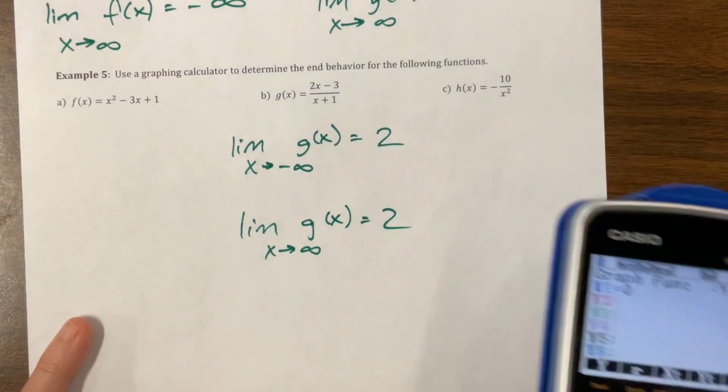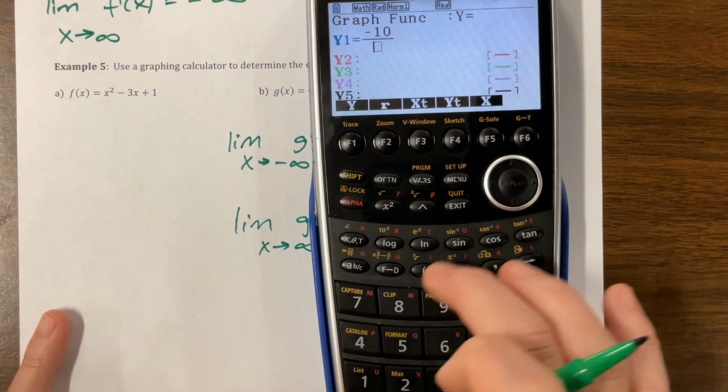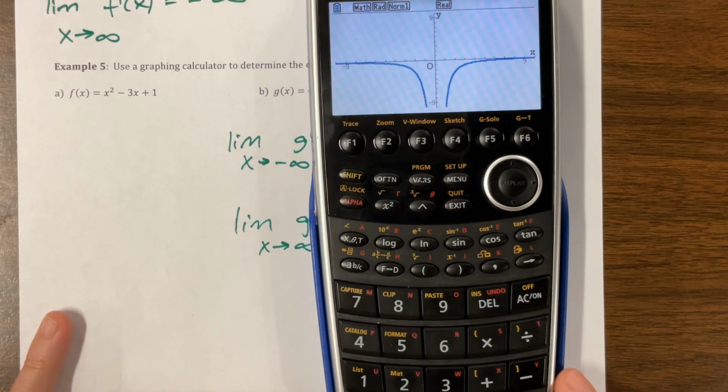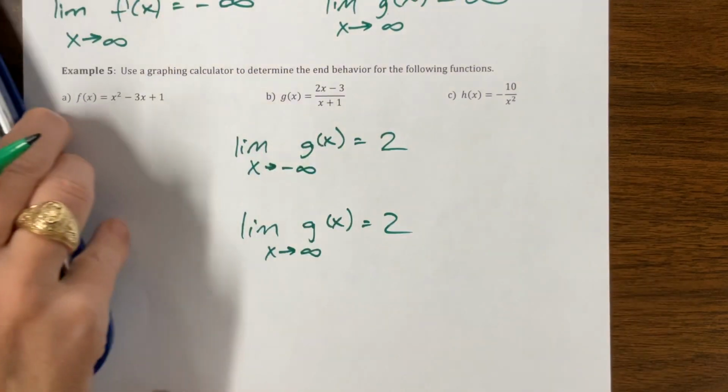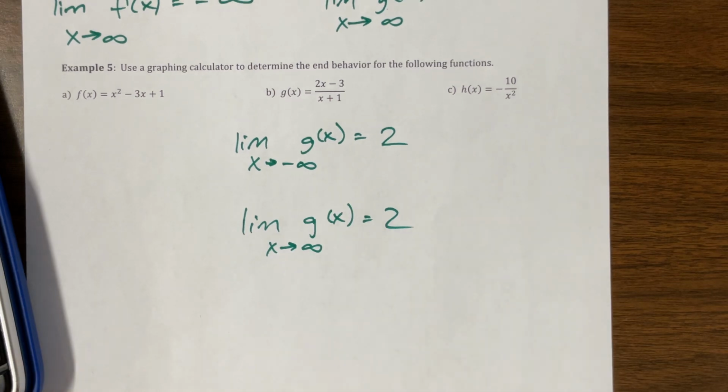Let's delete that. This one was negative 10 over x squared. It's got an asymptote at 0. And there we go. What it's doing is approaching 0. So it would be the same idea except zeros. And I'm too lazy to write that.